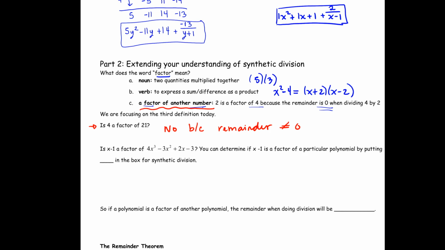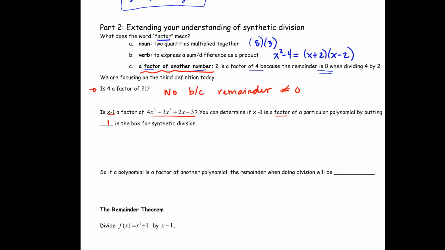So if we're asking, is x minus 1 a factor of the large polynomial, you would determine if it's a factor. Well, if you're doing it by synthetic division, what would you put in the box? A 1. And what would you get out as a remainder? If it's a factor? 0. So let's just practice synthetic division one more time, and then we'll continue to move on. So put the 1 in the box. What do you line up next to the 1? 4, -3, 2. Am I missing any terms here? No. -3. And what do we do next?